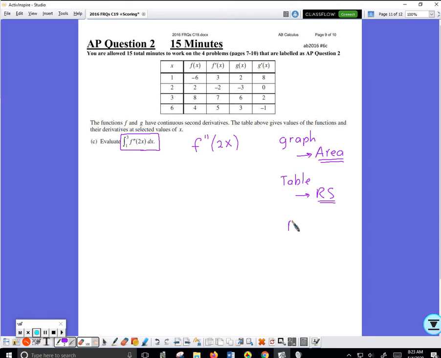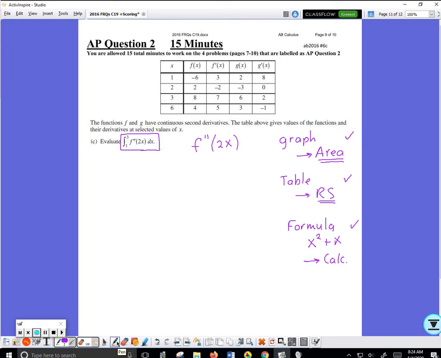If I have a specific formula, something like x squared plus x or whatever, then I could just use my calculator. Can't use any of these methods because I don't have a formula. They didn't ask for Riemann sum. I don't have a graph. So I'm going to have to use the antiderivative method.